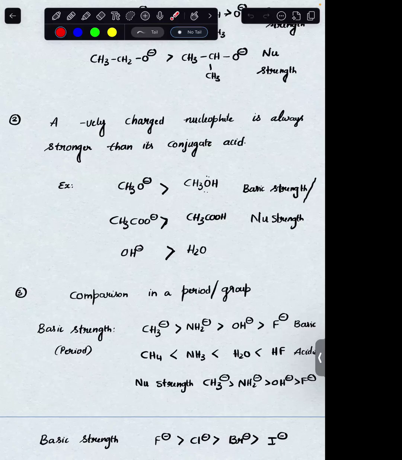F minus, the negative charge is concentrated in a very small region, hence it is highly unstable, and the density being higher, it is available for the incoming H positive. So F minus is a stronger base, then Cl minus, Br minus, I minus. Okay. So what can you comment on the nucleophilic strength order? What do you feel?